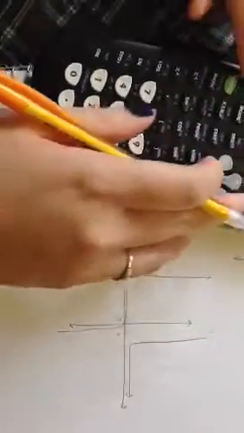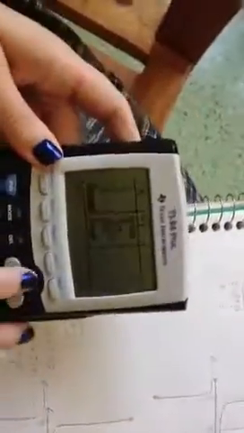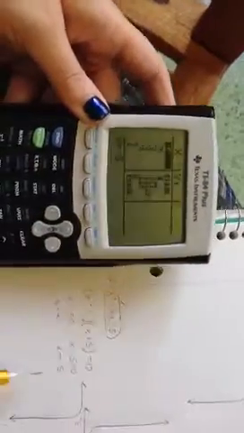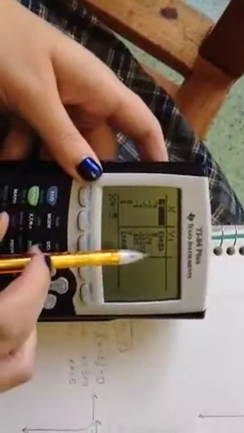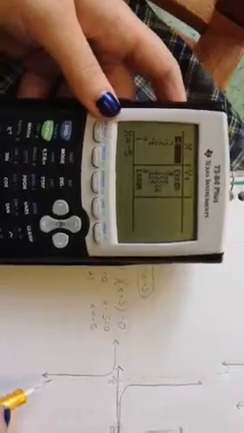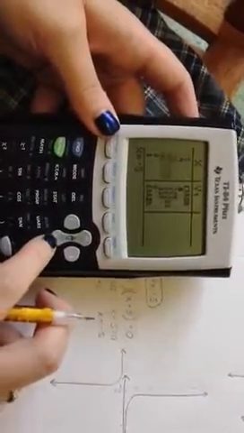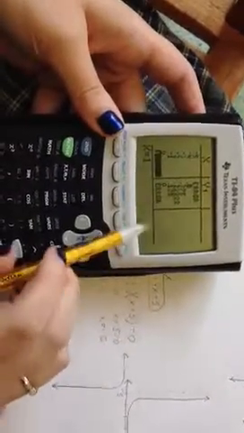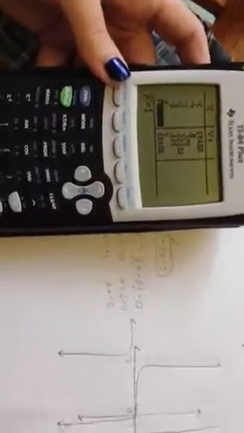But you can go to your table again, and you'll see that, like you said, when x is equal to -5, there's an error, so that means that there is a vertical asymptote there. And when x is equal to 1, there's an error, so there's also a vertical asymptote there.